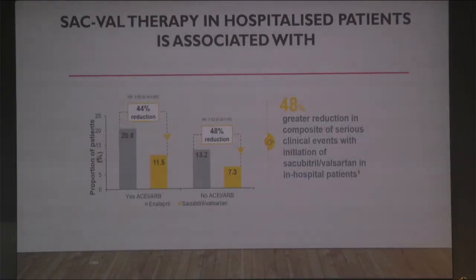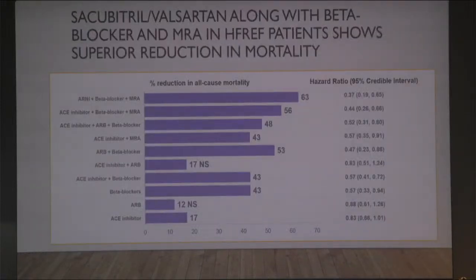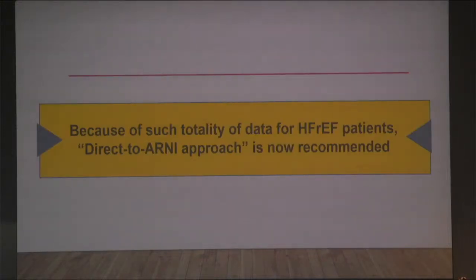Also, the composite endpoint falls by as much as 48% if sacubitril valsartan is used during index hospitalization in patients of HFrEF in comparison to enalapril use. We know that the maximal mortality benefit in a patient of HFrEF is seen with beta blocker, but when you are combining all these GDMTs, you find that the combination of ARNI, beta blocker, and MRA has reduced all-cause mortality the maximum, to the tune of 63%, and no other combination is providing that much mortality benefit. So because of these many supporting data, we have now started putting patients directly on ARNI and not putting them on ACE inhibitor or ARB first.